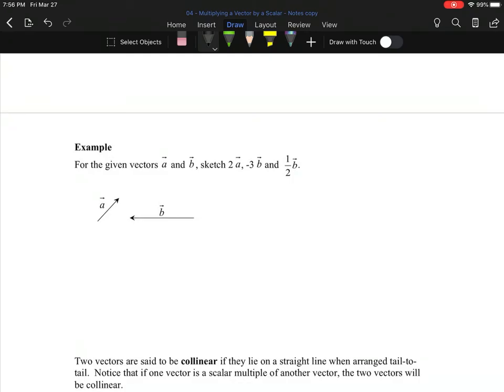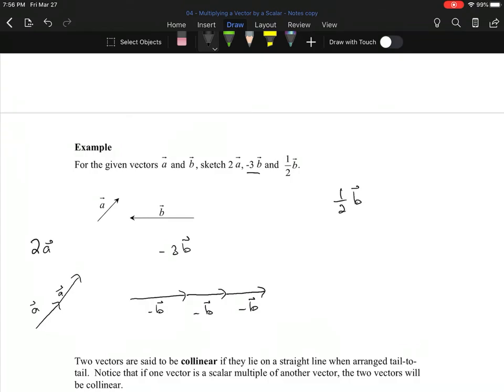Just a few more visualizations here. For the given vectors, sketch 2a. And so this would be the vector 2a. And so we'd need an a, and then another a. And then that's the vector 2a. Then they want negative 3b. So b is heading right to left there. So to get negative b, we're going to have to go this way. This will be negative 3b that I'm drawing here. A negative b vector, another negative b vector, and then another negative b vector. That's what negative 3b would look like.